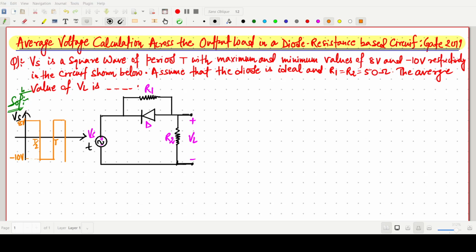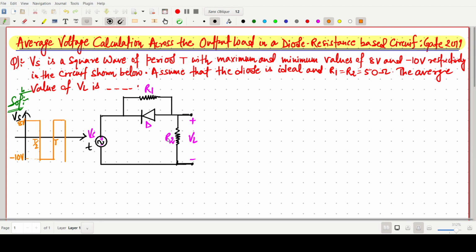Welcome everyone. In this video, we will solve a GATE 2019 question in which we have to find the average voltage calculation across the output load, in a diode and resistance based circuitry.